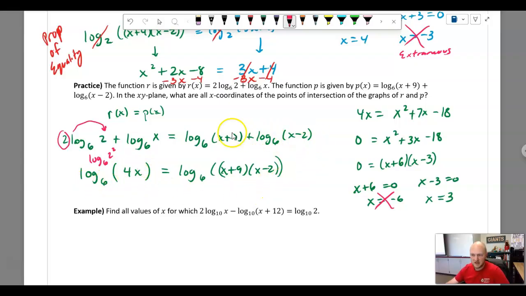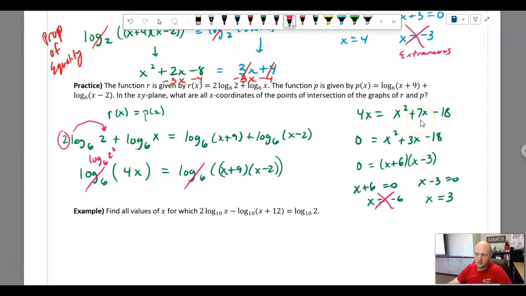On the right-hand side, we can combine these again with the product property, and you get x plus 9 times x minus 2, which after distributing would give you x squared plus 7x minus 18. Since I have a logarithm on both sides, I can use the property of equality. These cancel. And so what we end up getting is 4x equals x squared plus 7x minus 18.